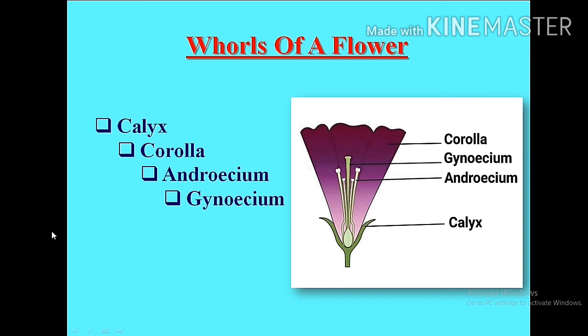Now let us come to whorls of a flower. The parts of a flower are known as whorls of a flower, and the whorls are responsible for the radial arrangement of a flower. There are four whorls of a flower. The first whorl is the calyx, which is the outermost whorl, the second whorl is the corolla, the third whorl is the androecium, which is the male reproductive part, and the fourth whorl is the gynoecium, which is the female reproductive part.